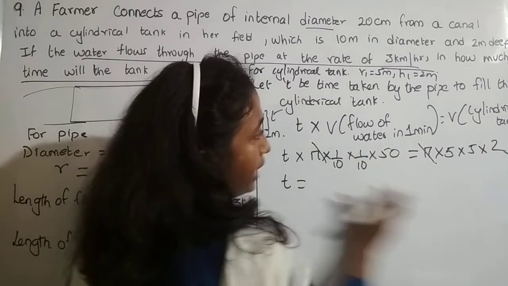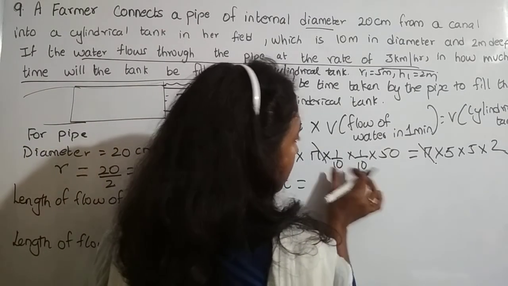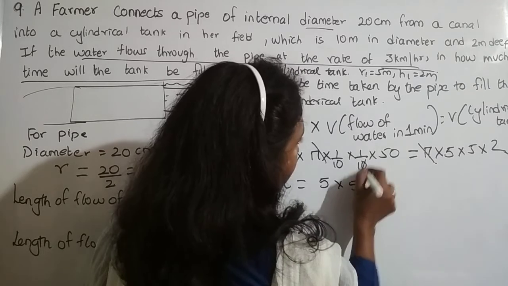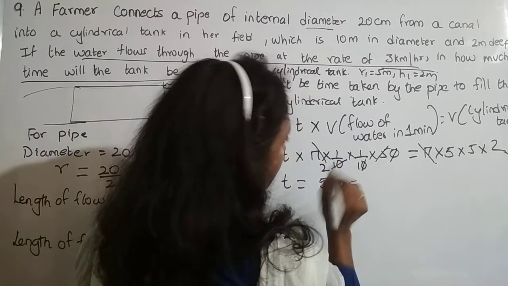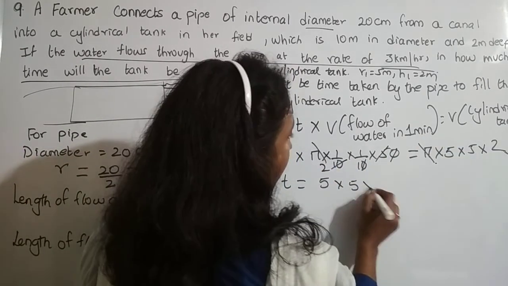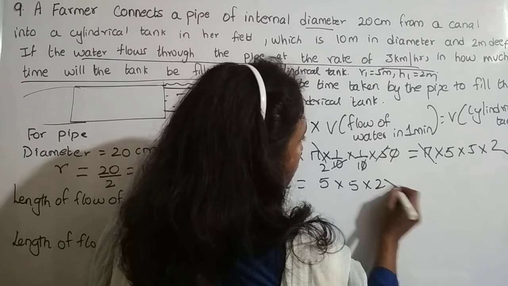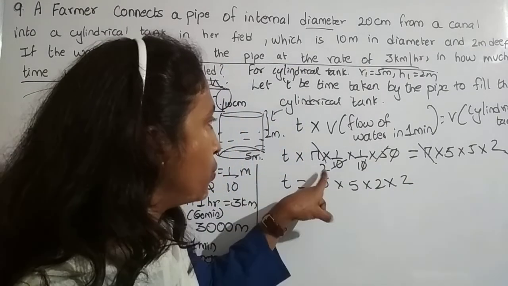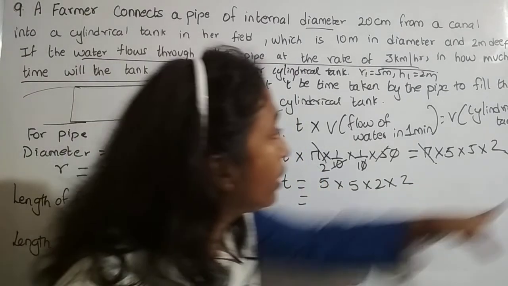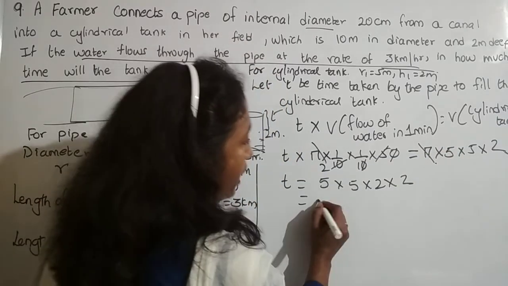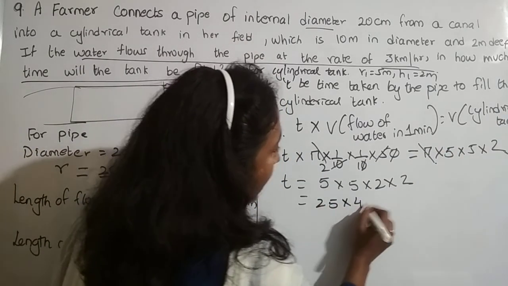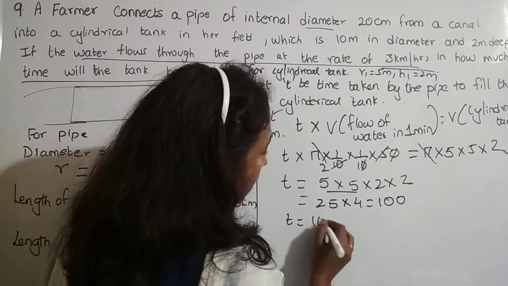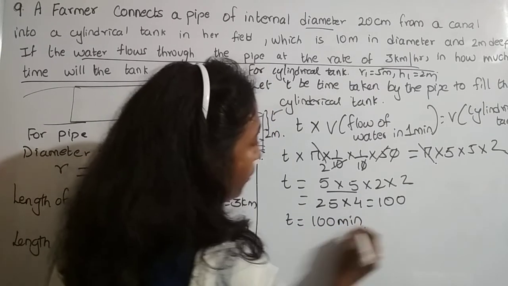T, we will take this value here. This is in the denominator, so it comes up. So 5 into 5, or we can just cancel it here. 5 2s are 10, so here 2 will come directly in the numerator. So 2 into 2. I hope you have understood. See, the 0s have cancelled. 5 2s are 10. Now 2 is in the denominator, when it comes to the numerator, so we have 25 into 4, and 25 into 4 is 100. So we got the time taken by the pipe to fill the tank is 100 minutes.